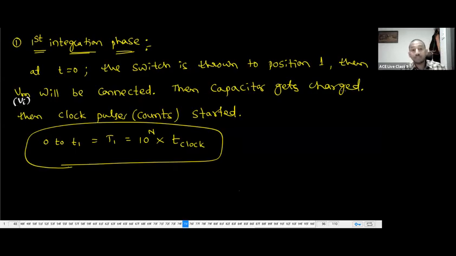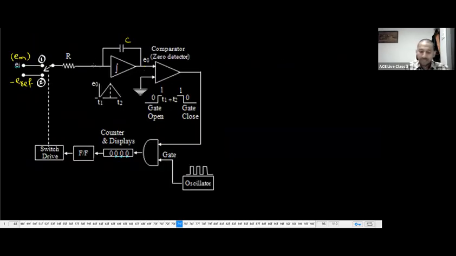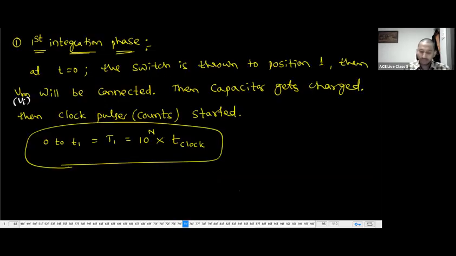Then the capacitor gets charged. Then clock pulse counting starts. So the capacitor gets charged, then output will be there. Automatically the signal will be available. The counter starts counting, but it will count one by one, one by one, until its maximum count. What is that maximum count?